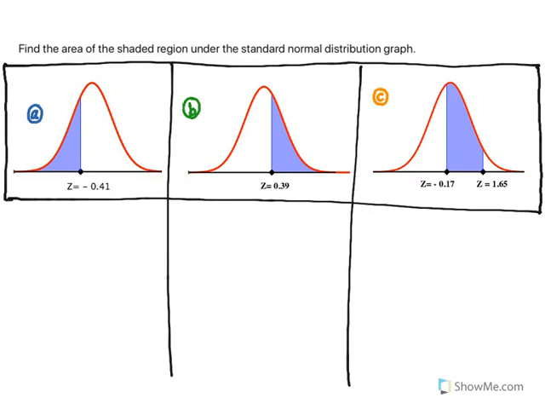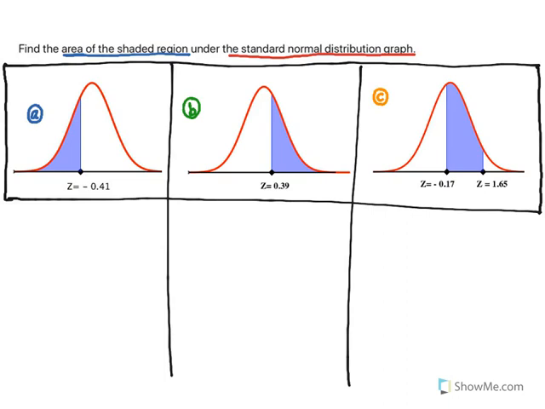Okay, in this question, we need to find the area of the shaded region under the standard normal distribution graph. And you are given three parts. And notice that the three parts are all different. Part A, let's look at it.